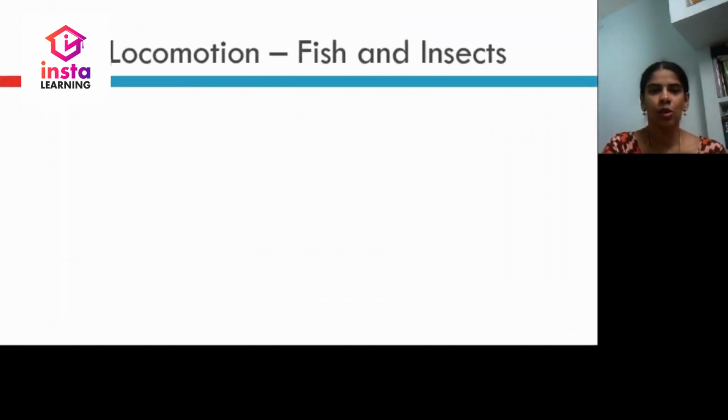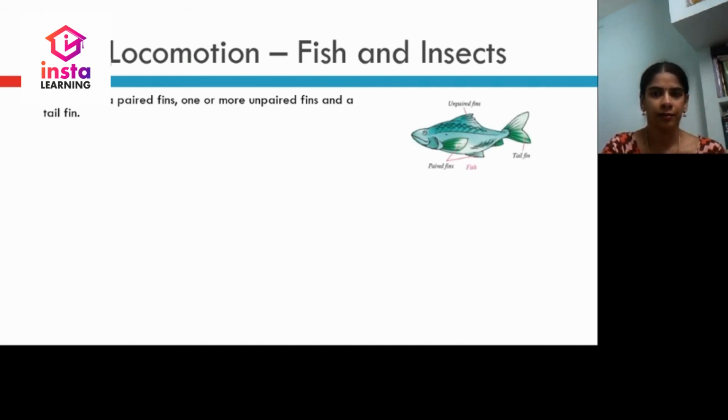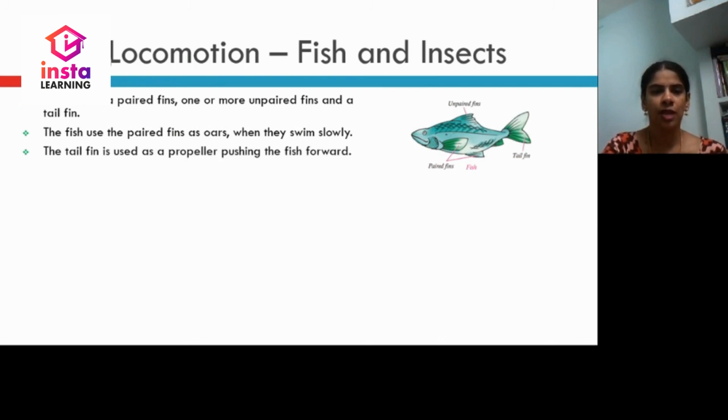Let us learn about the locomotion in fishes and insects. Fishes have paired fins, one or more unpaired fins, and a tail fin. The diagram shows three types of fins. The fish use the paired fins as oars when they swim slowly. The tail fin is used as a propeller, pushing the fish forward. The unpaired fins help in maintaining the balance in the water.